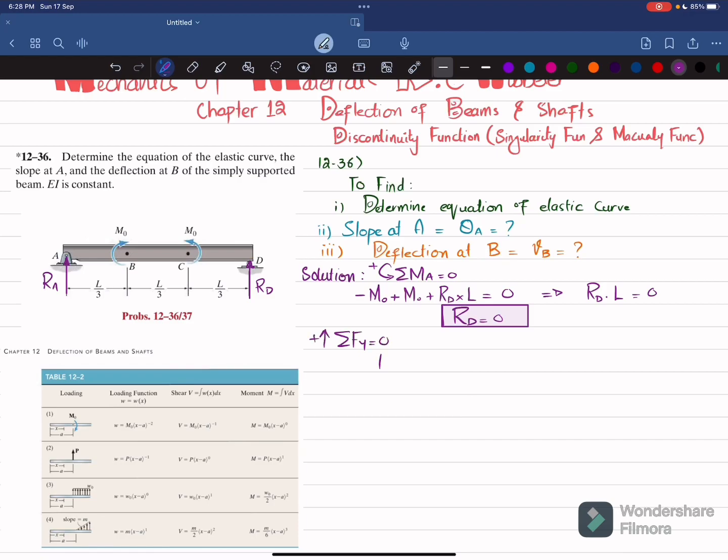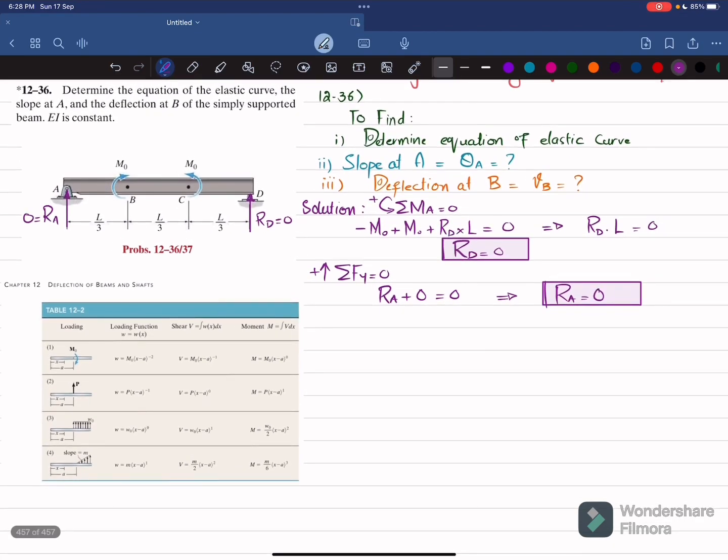So we have two forces, Ra, which is upward, plus Rd, which is equal to 0. So from here you will get Ra is also equal to 0. Now you can see that this is 0 and this Ra is 0. So what we will do is find the equation of the elastic curve.